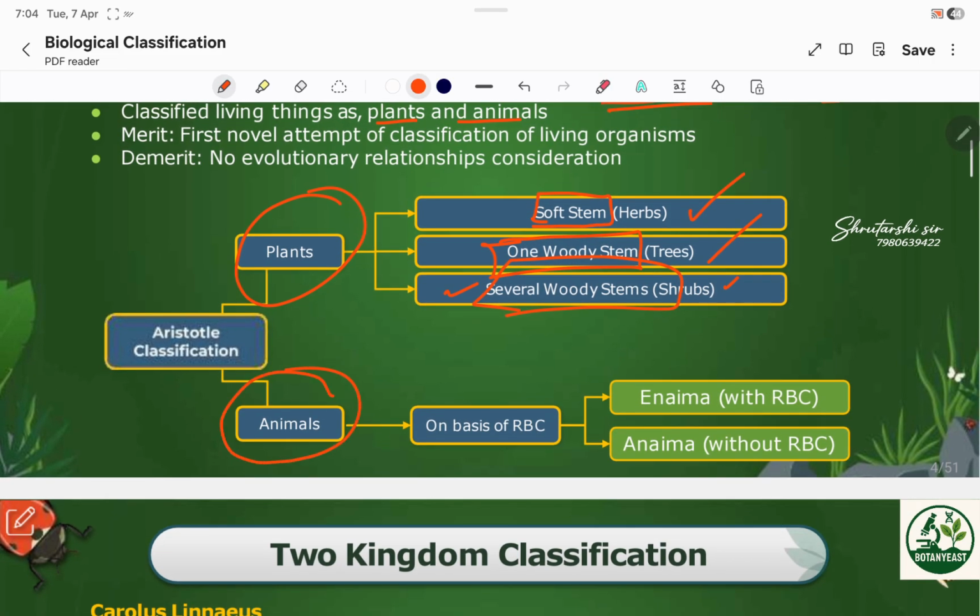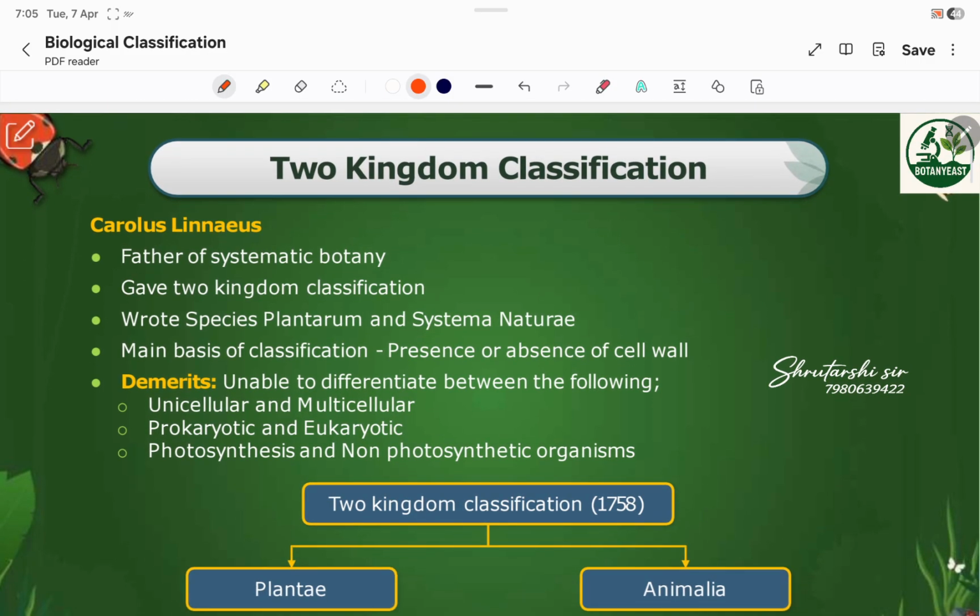Similarly, he classified animals on the basis of their RBC. The animals with RBC were kept in Enaima and the animals without RBC were kept in Anaima. The classification Aristotle gave was not that accurate.